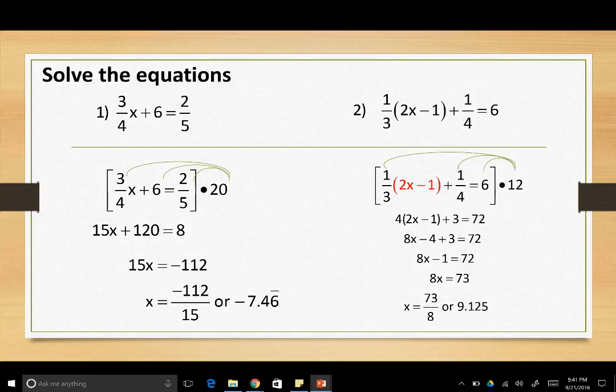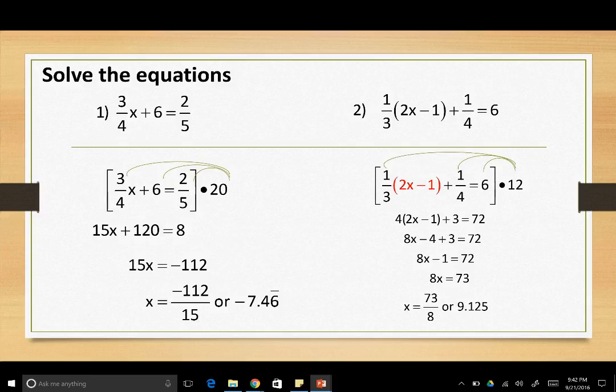All right, you can see we distribute the 4. We're going to combine our like terms, those constants, the -4 and the 3, add 1, divide by 8. And again, you can go improper fraction, or because this decimal terminates, it's a rational number, you can give it to us as a decimal.